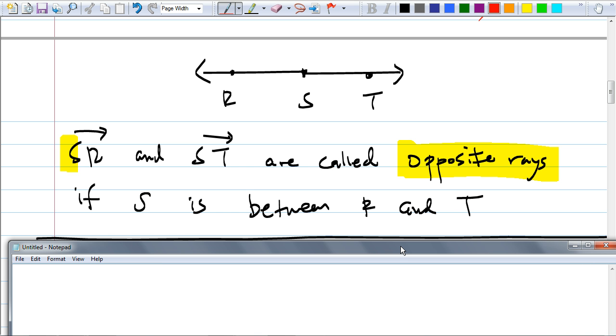And notice that the word between also is particular. S is between R and T means S has to be on the line of RT, okay? And notice how we name these. Is it okay to name RS with the ray going to the left side? No, that'll be wrong, okay? Notice how we name these rays, SR and ST. Those are the endpoints of those two rays, okay?